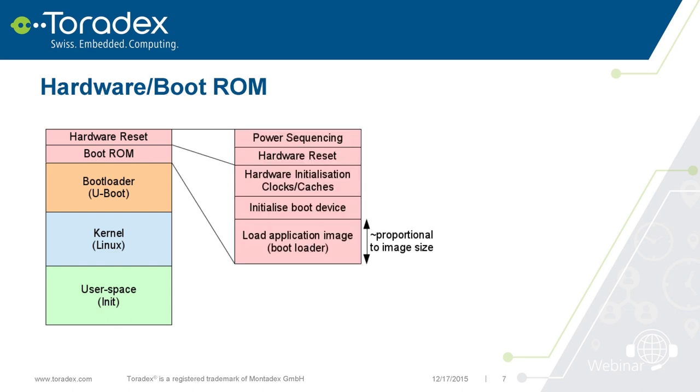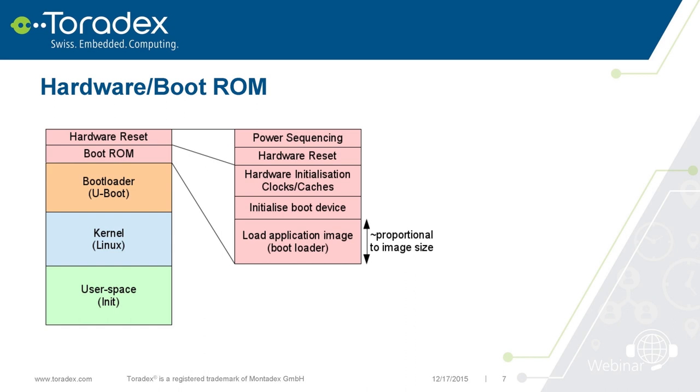The very beginning, the hardware reset, actually consists of two parts. There's some power sequencing, so there are different rails which are powered up, then the hardware reset is taking place. And the boot ROM also does some different things. There is a hardware initialization like clocks and caches. Then it finds the boot device before it loads the application image, which is usually the bootloader. The time to load that application image or bootloader is proportional to the size of the image, of course. So a smaller U-Boot usually gets loaded faster by the boot ROM.